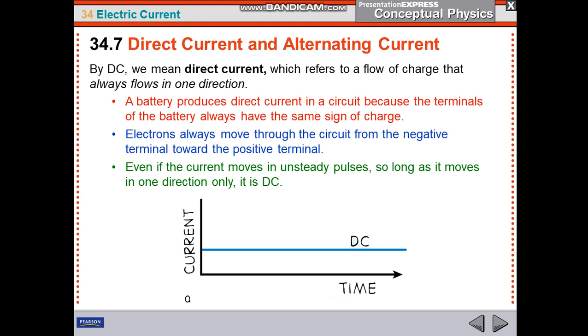Even if the current moves in unsteady pulses, so long as it moves in one direction only, it is direct current. You can see the graph. This is a graph of direct current, DC current from a battery, you can say. So the current flow is only in one direction.